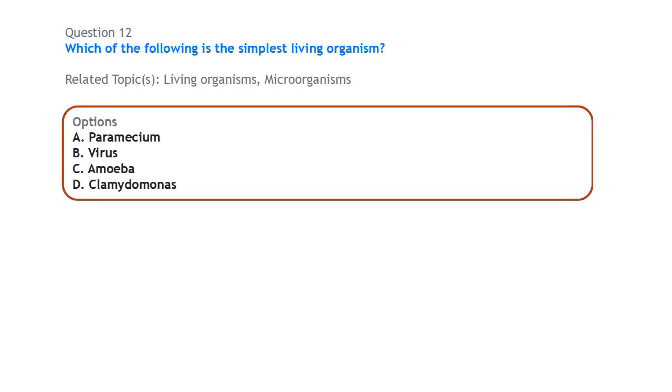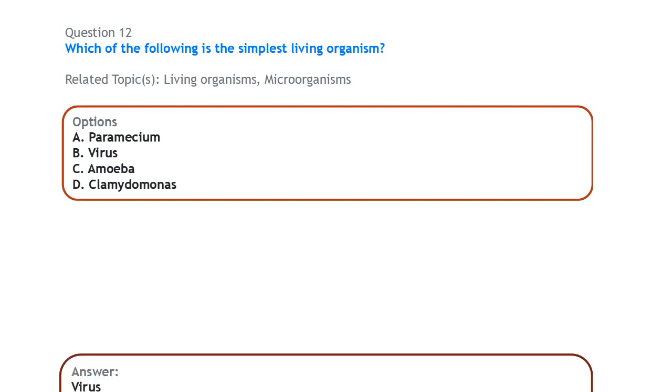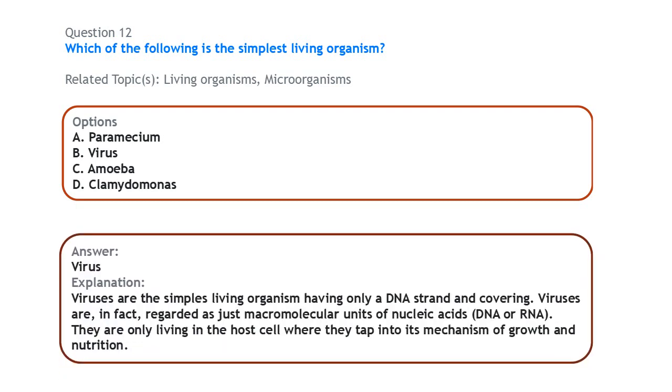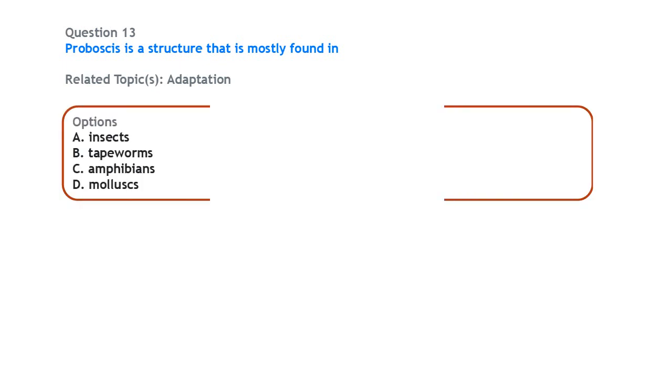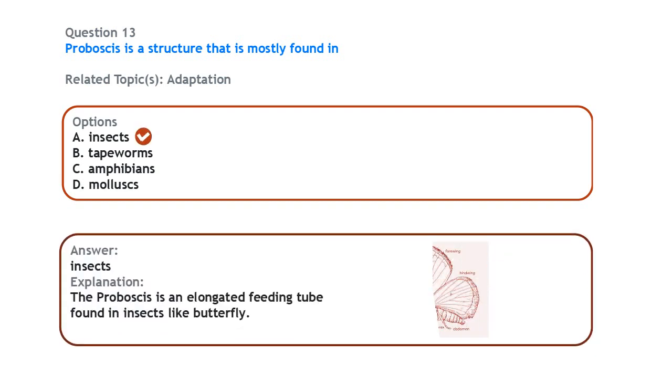Next, on living organisms, which of the following is the simplest living organism? The virus is the simplest living organism. It only contains a DNA strand and a covering. Next question on adaptation. Proboscis is a structure that is mostly found in. It is found in insects like butterfly, so they use it in feeding.